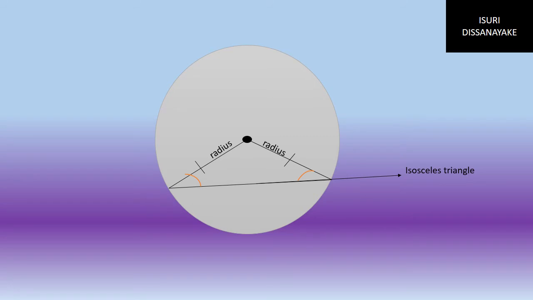So in an isosceles triangle, you know that the two angles which I have marked, that is this and this, are equal. As well as we know the interior angles of a triangle add up to 180. So these are the foundation or the basic things that you have to know when you are doing a circle theorem question.